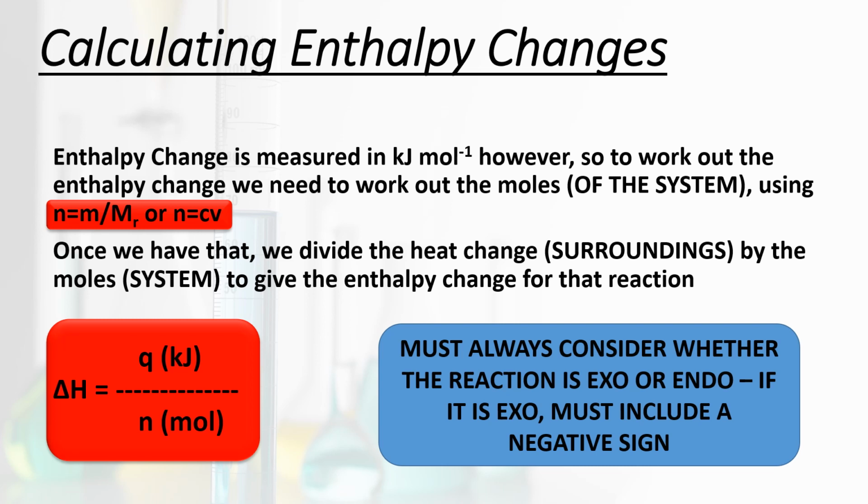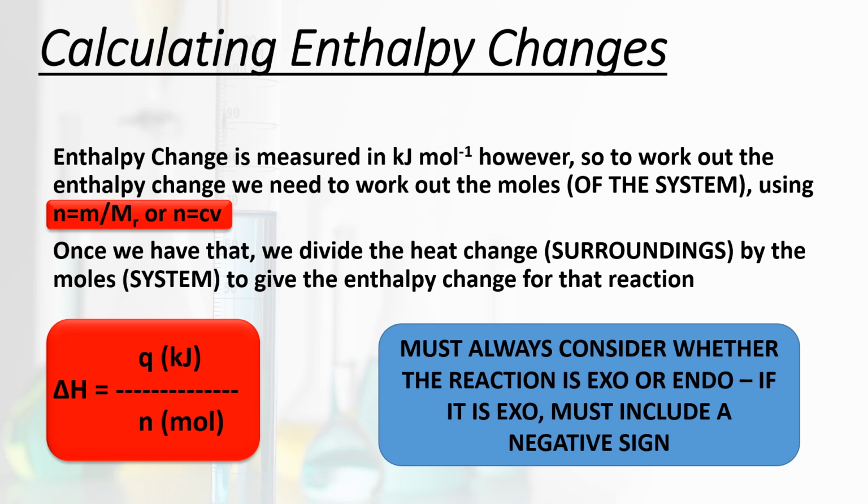And so we work out our moles of the system either by using that the moles is the mass divided by the MR, the molecular mass, or using moles equals concentration times volume if we have a solution-based problem. So once we have both of these quantities, we divide our heat change, which was of the surroundings, technically, Q in kilojoules, by the moles, which is of the system, in moles. And this gives us the enthalpy change for the reaction.